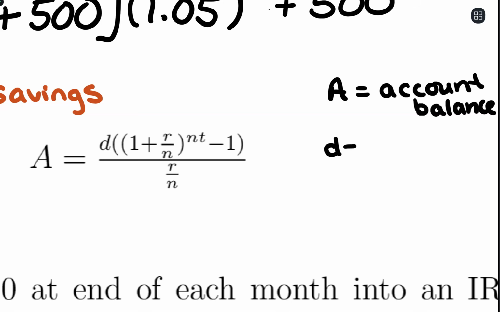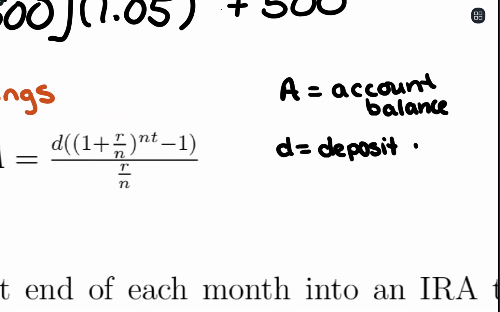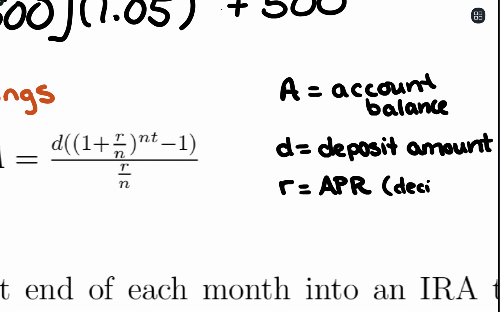D is going to be our deposit amount. So like in the example up above, that would be the $500. So we're making deposits of $500. R is the annual percentage rate. It's an APR. Remember with that, they describe it as a percentage. We want to be sure we use it in decimal form.